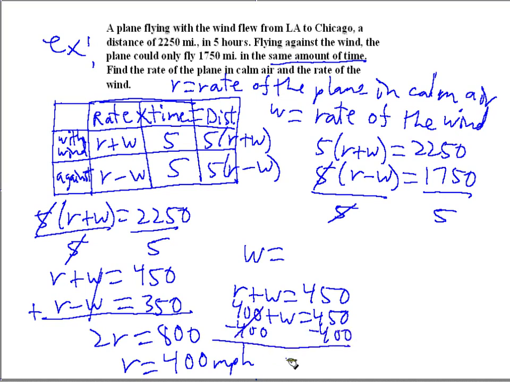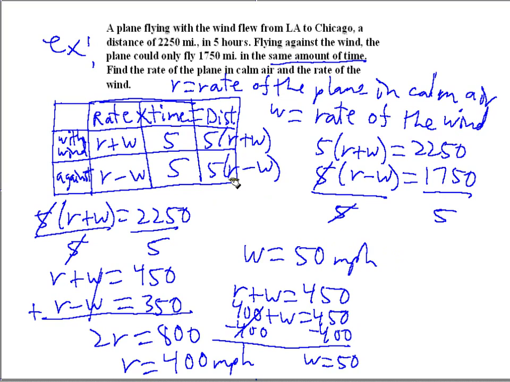So we see that W is equal to 50. So W is equal to 50 miles per hour. That's the rate of the wind. So the rate of the plane in calm air, 400 miles per hour. Rate of the wind, 50 miles per hour. And that's our solution. Okay, so hopefully you see the setup here is not too bad. Now the setup for the rate of current problem is identical to the rate of wind problem. Let's go ahead and show you that one.